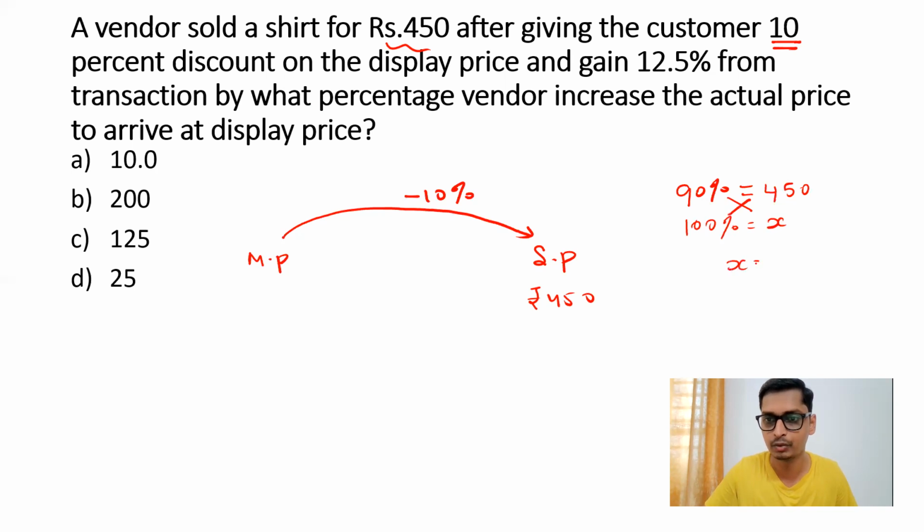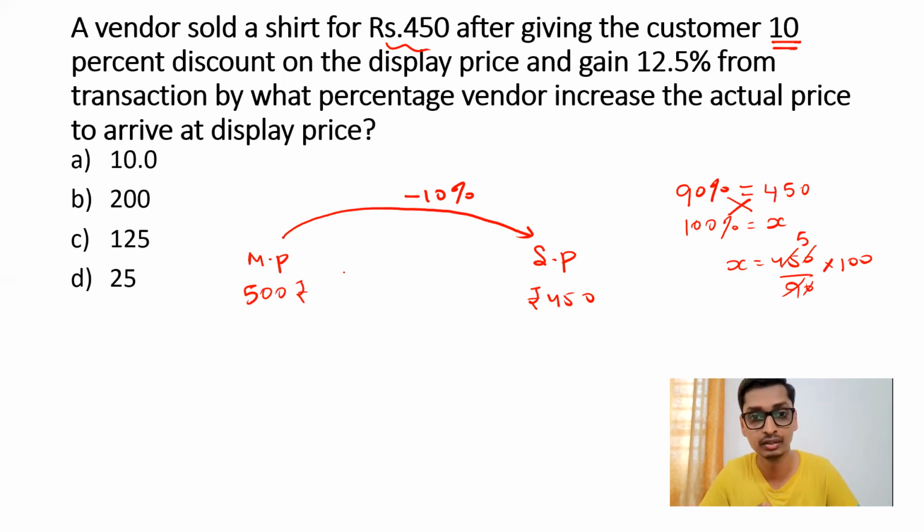Now cross multiply, you get X equal to 450 upon 90 into 100. Cancel the 0s, and this is 5 times, so 5 into 100, 500. So your market price is 500 rupees. From that, you give a discount of 10% and sell for 450 rupees. Even though you are selling for 450 rupees, you gain 12.5 percent from the transaction.